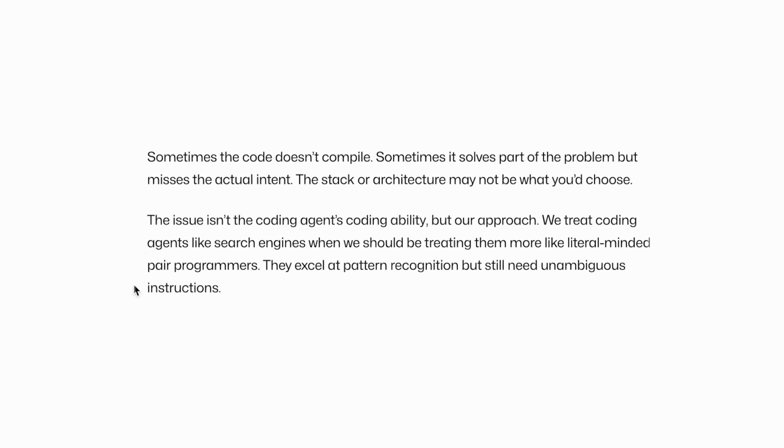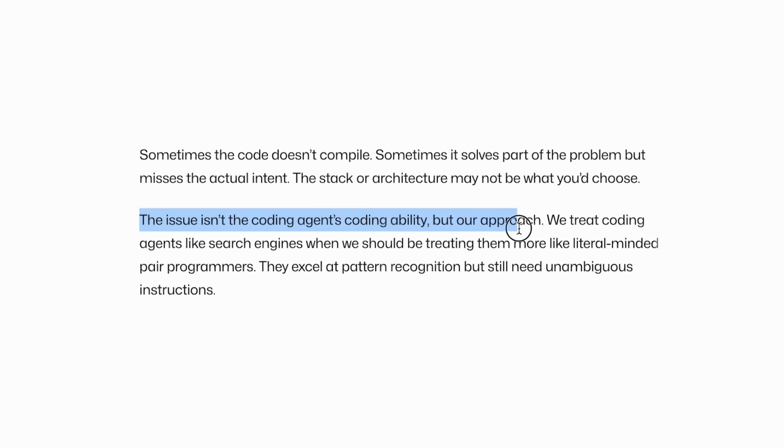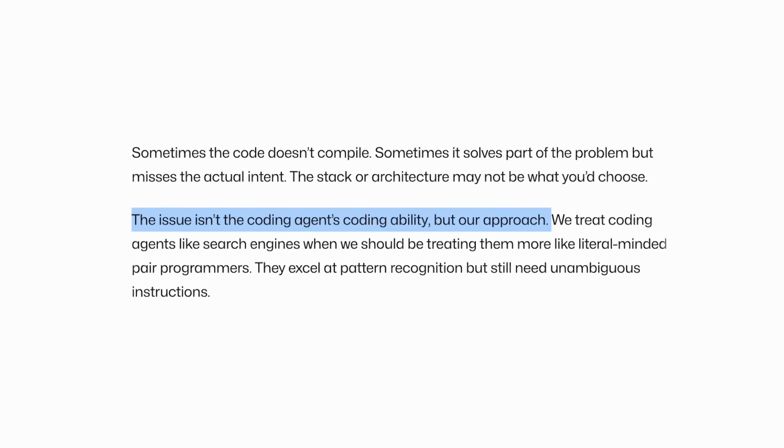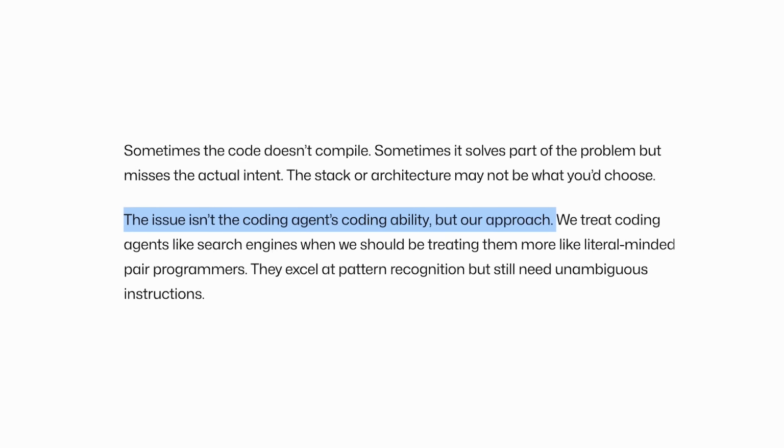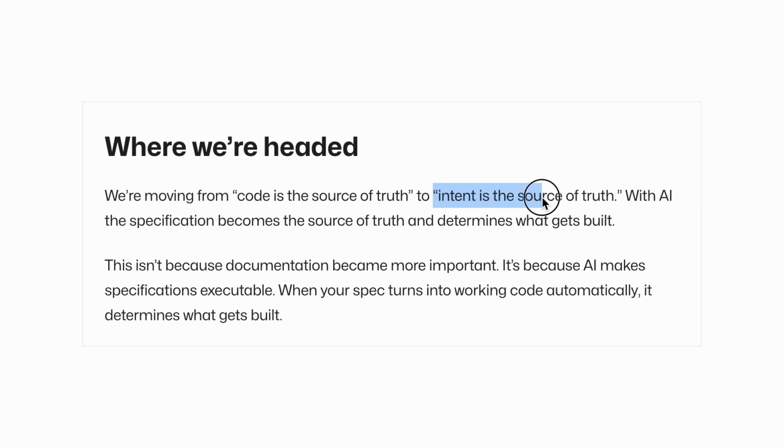This toolkit was born out of frustration with coding models behaving like a search engine instead of a literal-minded pair programmer. At its core, it's a shift towards intent as the source of truth. Instead of code, the spec becomes the authoritative artifact, and the models constantly circle back to the spec document for guidance on how to proceed.